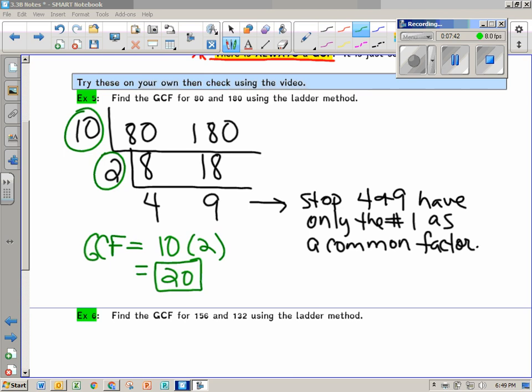Most students find that they prefer the ladder over prime factorization, but you do need to know both for your assessments. One good reason to know 2 methods rather than 1 is if you're asked to work it one way, you could work it the other way to verify your answer, to be sure of yourself.